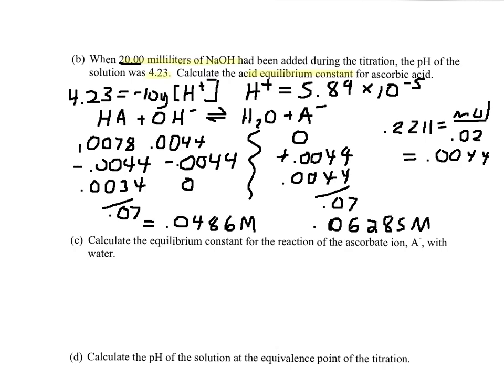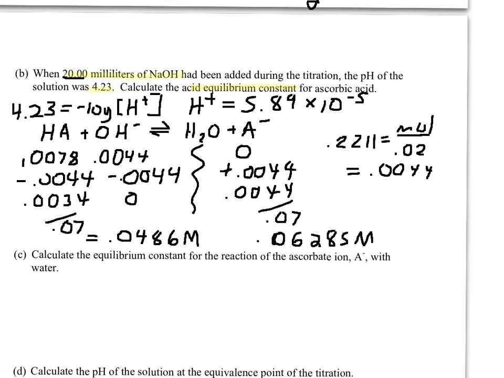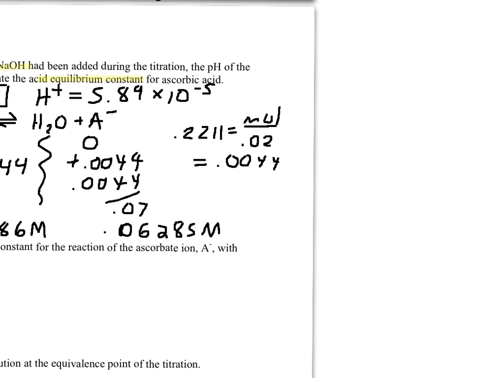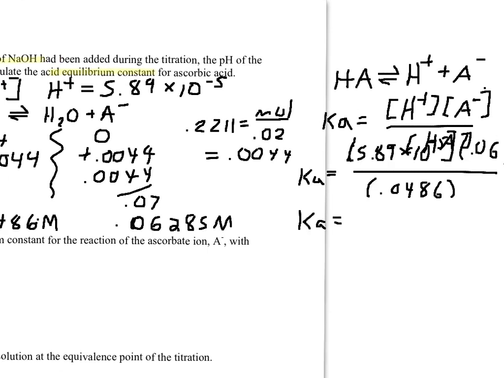And now that I've got this, I can use these values here for HA and A negative and the value for H positive to find the value for Ka of the acid. I can do that like this, where this is my equation, and so my equilibrium expression would look like this. And I can just plug in the numbers that I got for H plus, for my conjugate base, and for my acid. And then I can take that and solve for Ka. And I get about 7.6 times 10 to the negative fifth.